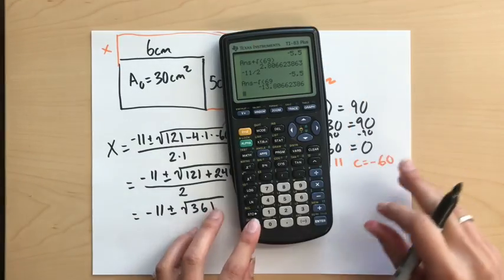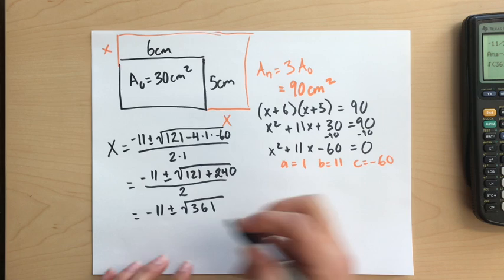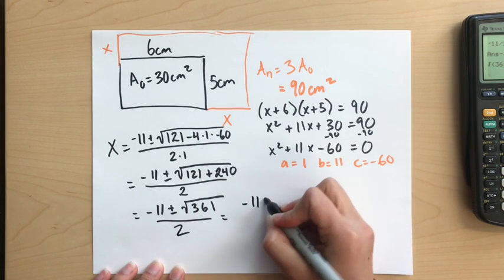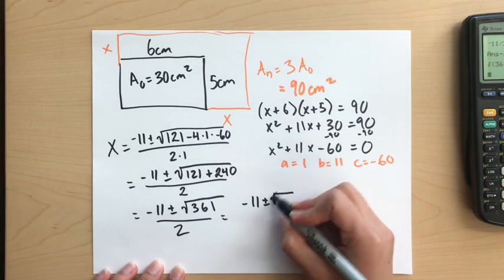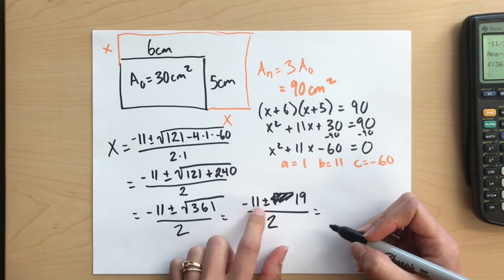If I just take out my calculator real quick, the square root of 361 is just 19. I haven't had that one memorized. If you do, that's really cool. I wish I had that memorized. Anyway, we get negative 11 plus or minus 19 over 2.